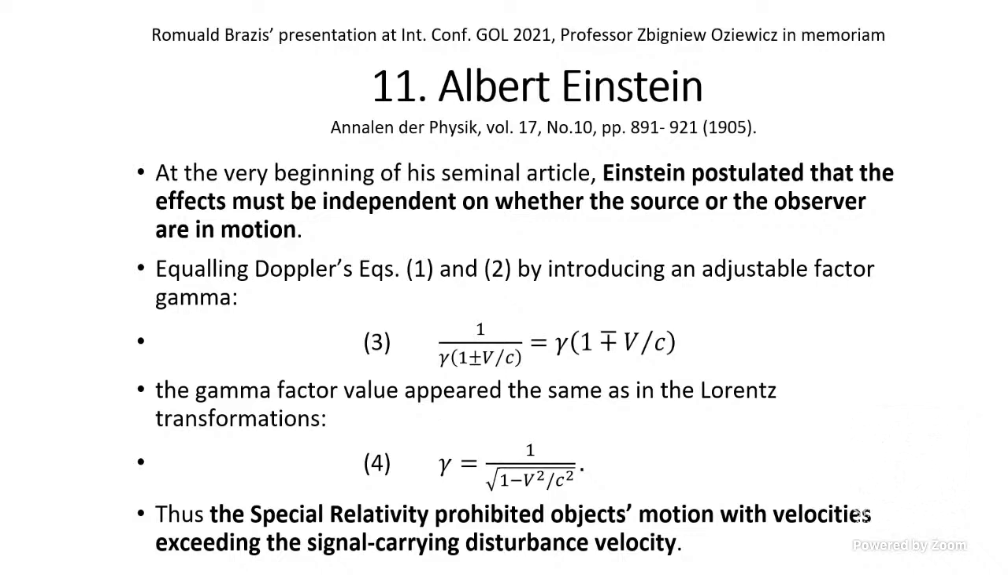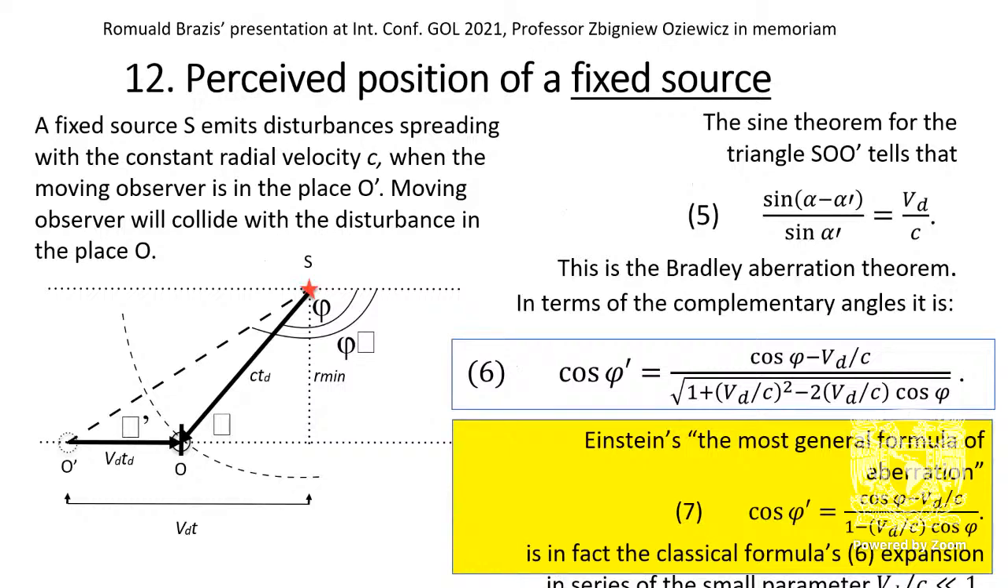Einstein postulated that the effects must be independent of whether the source or the observer is in motion, equalizing Doppler's equations by introducing an adjustable factor gamma as given by equation 3. This gives the value of the factor the same as in the Lorentz transformation. It is given by equation 4. And in this way, special relativity prohibits objects' motion with velocities exceeding the signal-carrying disturbance velocity. And the perceived position of fixed stars is set by the Bradley aberration theorem by formula 5.